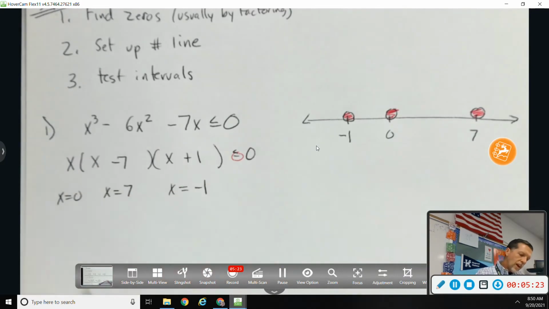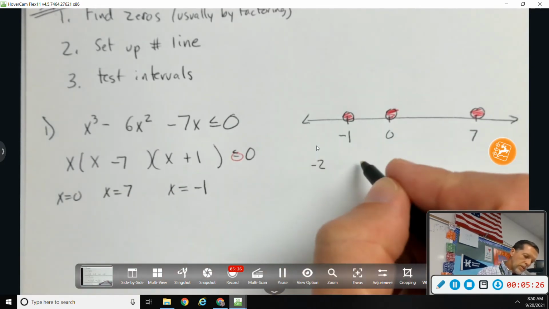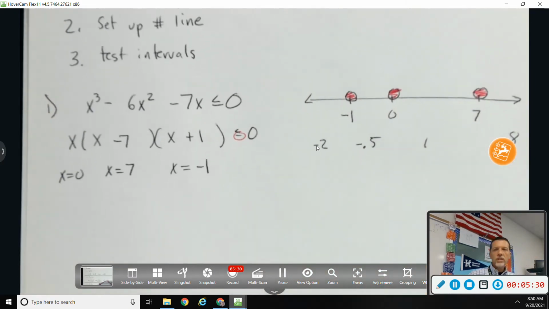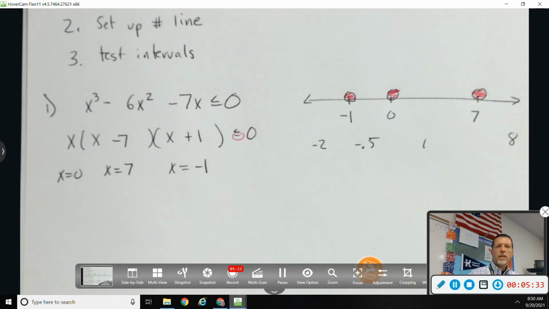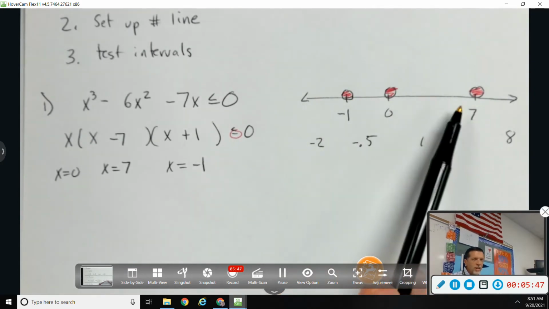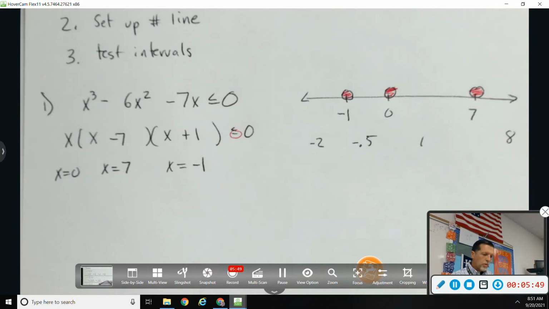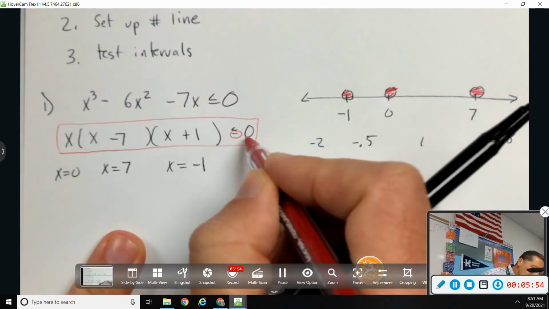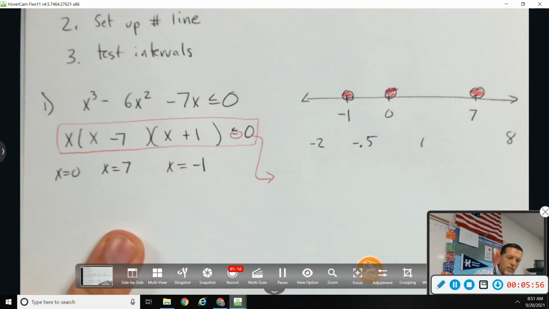Step 3 was test the intervals. So I'm going to pick a number on each interval. So I need something less than -1, something between -1 and 0, something between 0 and 7, something more than 7. Because I'm trying to figure out where to shade. I know those are exact, but what about in between there? Are we good or are we not good? So I'm going to plug those in, preferably into the factored form, because that makes things a little bit easier.